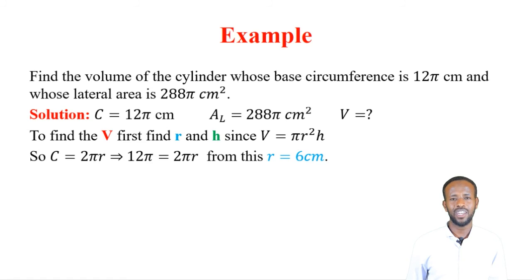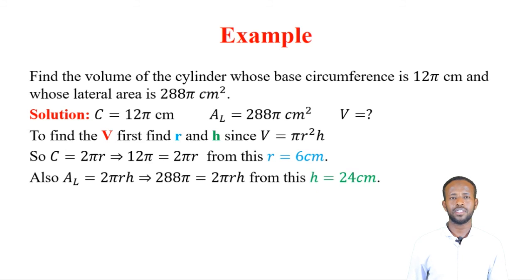Now, one thing only is left for us to find the volume. What is that? The height only. How can we find the height? Again, we should use what? The lateral surface area. You remember, lateral surface area is equal to 2πrh, which implies 288π is equal to 2π r h. r we have, it is 6, 2 times 6 is 12, so 12π divides 288π. 12π will cancel, 288 divided by 12, we will get h equal to 24 centimeters.